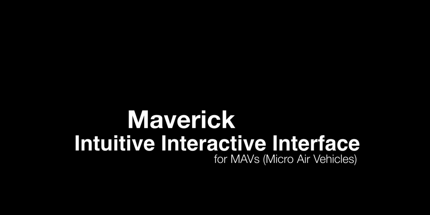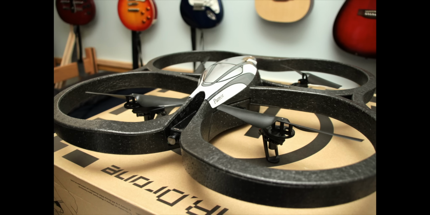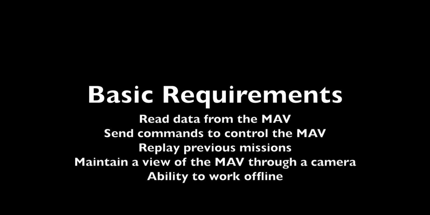Maverick is a general user interface for micro-air vehicles, or MAVs. Maverick is a front-end alternative for controlling the MAV, which is currently done through a command line utility. There are 5 basic requirements that Maverick must satisfy.